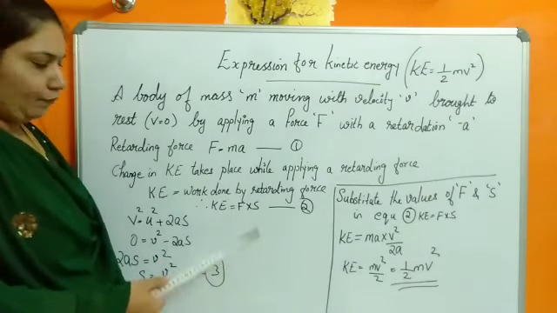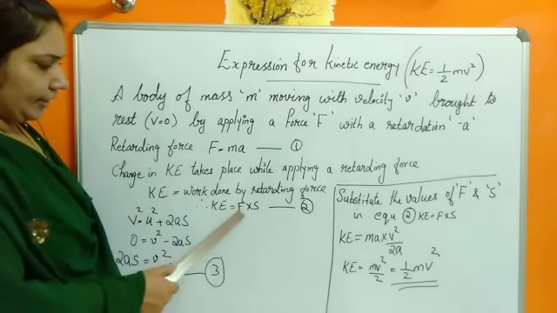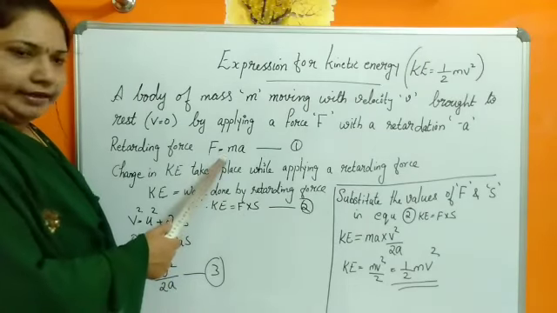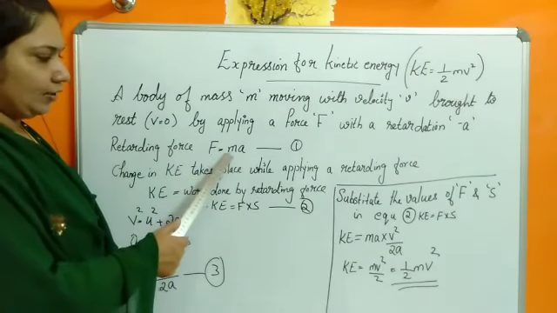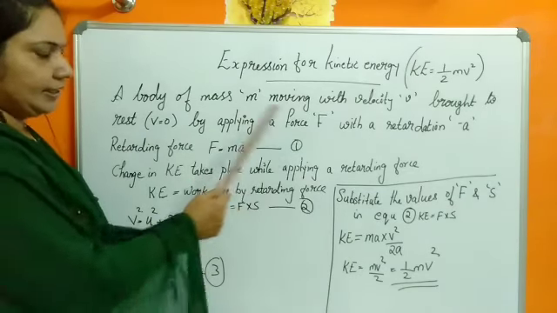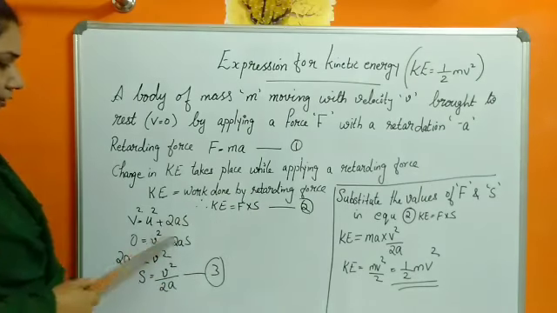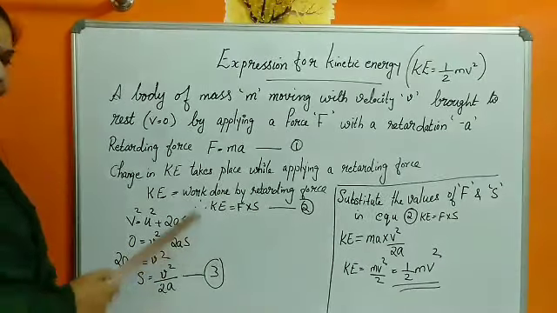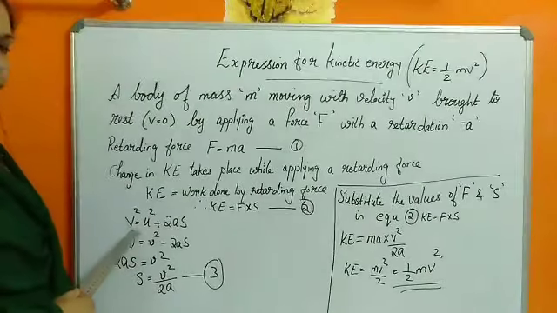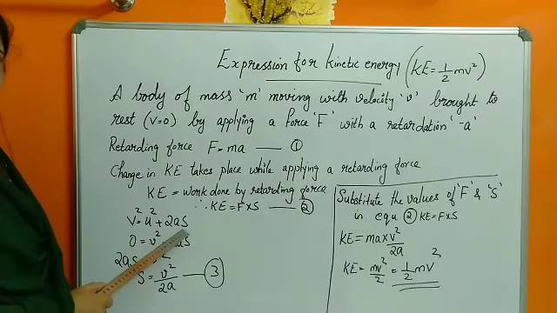Energy can be of different forms. So I am writing here, instead of work done, kinetic energy is equal to force into displacement. We already have F is equal to ma, mass into acceleration. This portion we studied in class 9, chapter 2. We also studied the three equations of motion in class 9. In that, I am taking the second equation, v square is equal to u square plus 2as.